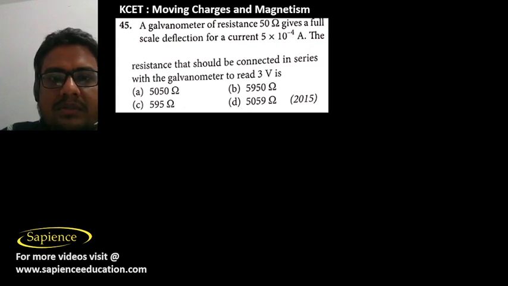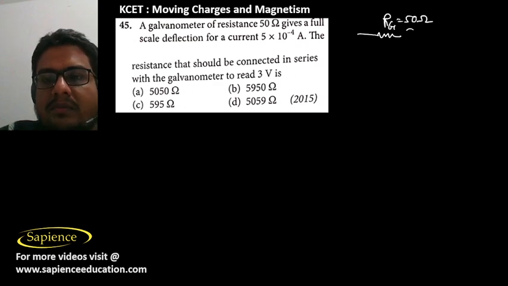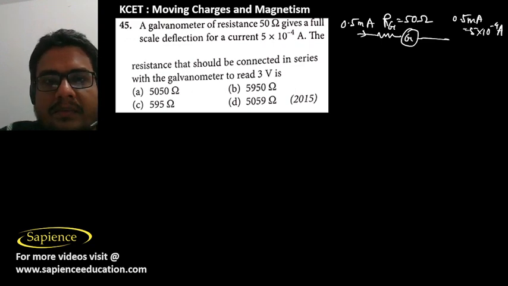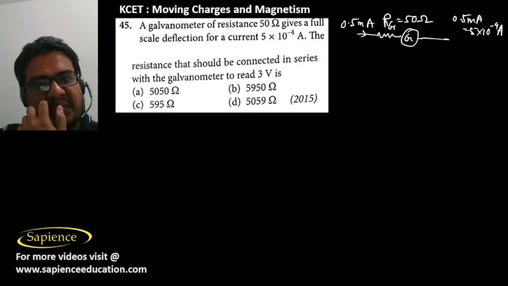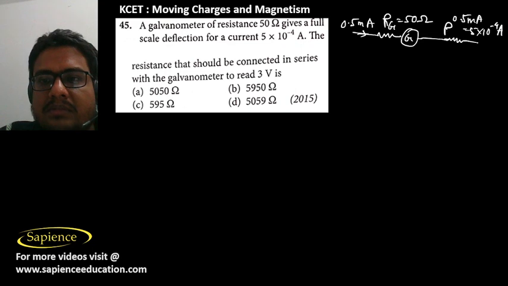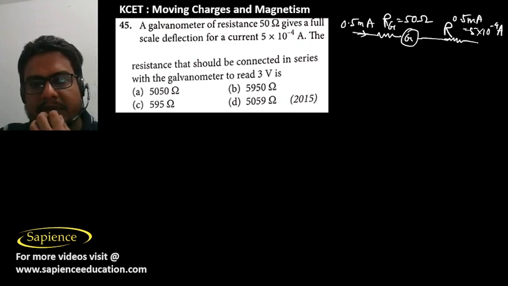Then in question number 45, it is told a galvanometer of resistance 50 ohm gives a full scale deflection. So the resistance of the galvanometer Rg is 50 ohm, and it gives a full scale deflection for 0.5 milliampere. Since 0.5 milliampere means it is 5 into 10 power minus 4 ampere. The resistance that should be connected in series with the galvanometer to read 3 volts is asked.